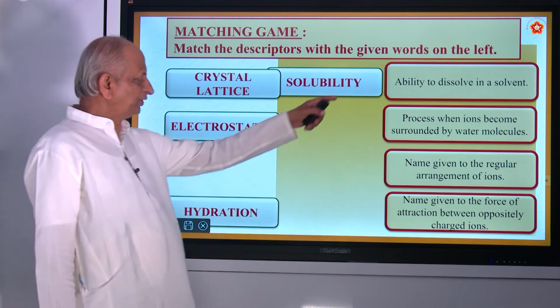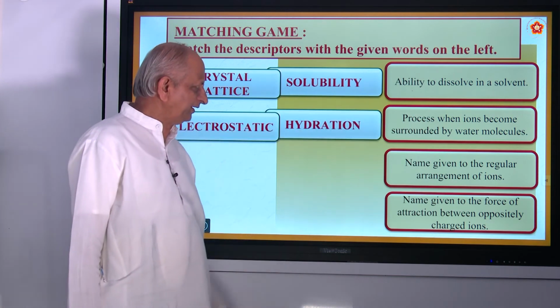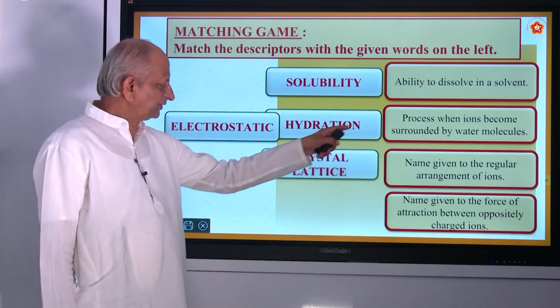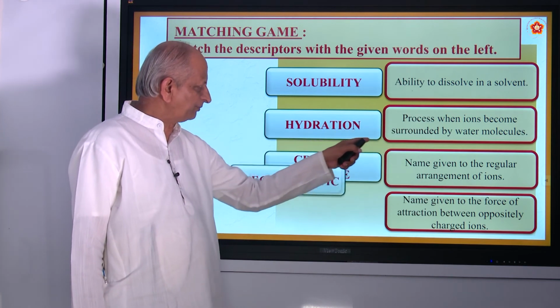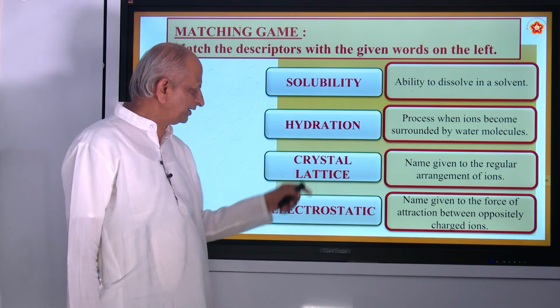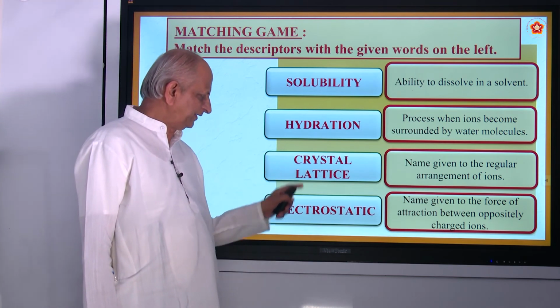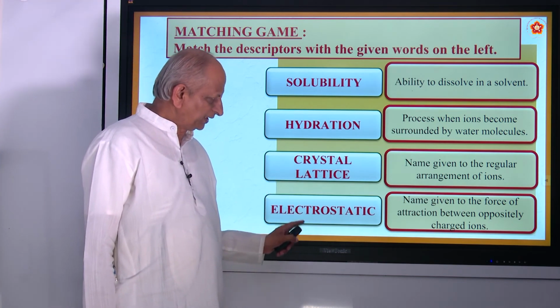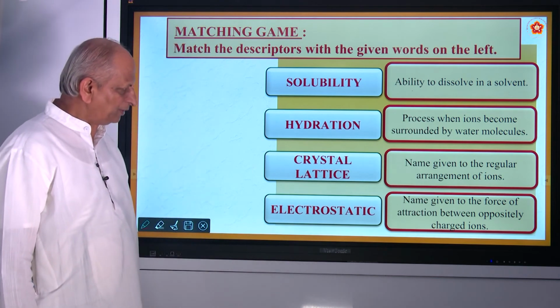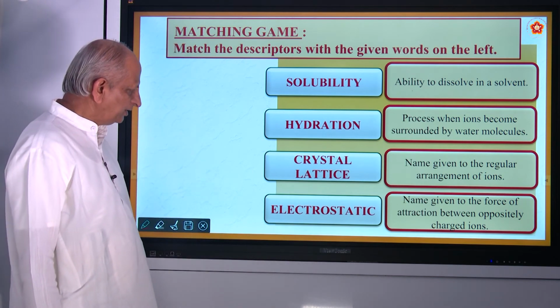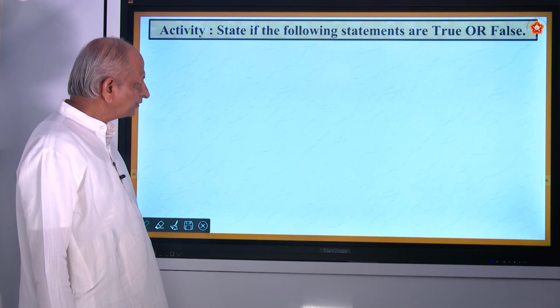So, the ability to dissolve in water is called solubility. The process in which ions become surrounded by water molecules is called hydration. The regular arrangement of ions is called a lattice. The name given to the force of attraction between oppositely charged ions is called electrostatic force.